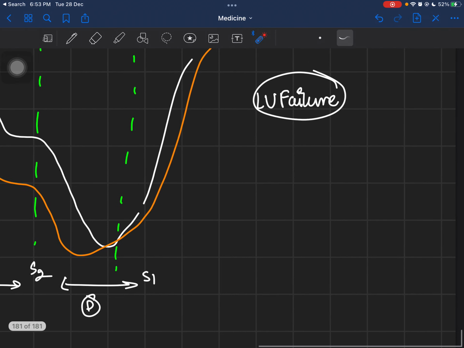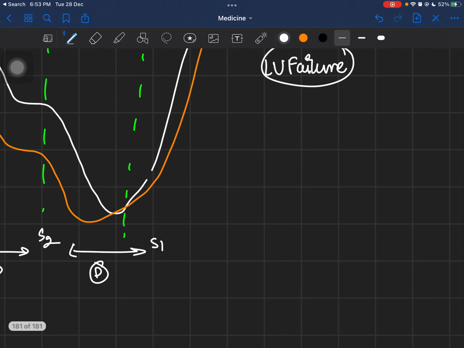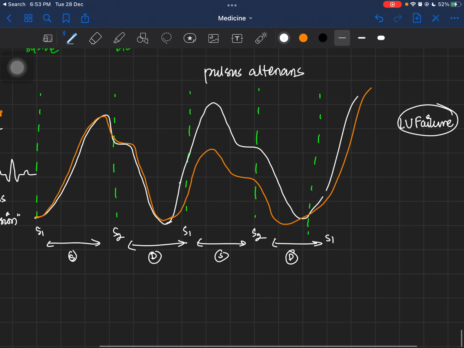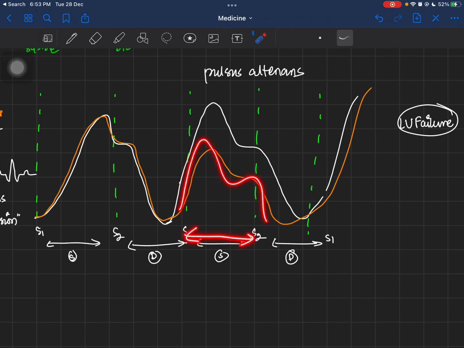Why is there pulsus alternans in left ventricular failure? Let us say during this systole, because of left ventricular failure, the left side of the heart could not pump all of the blood outside. So the ejection fraction of the left side decreased in this systole, during this phase of the cardiac cycle. Not all of the blood from the left heart could be pumped out into the systemic circulation.